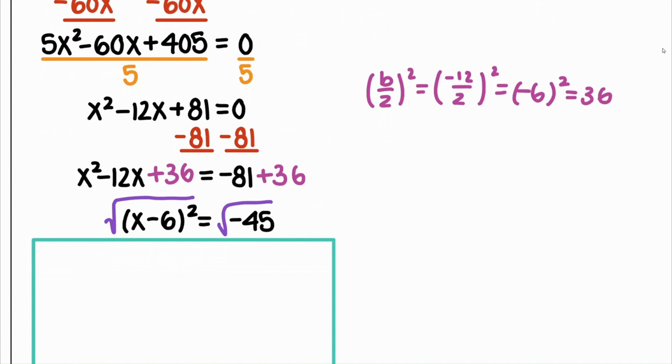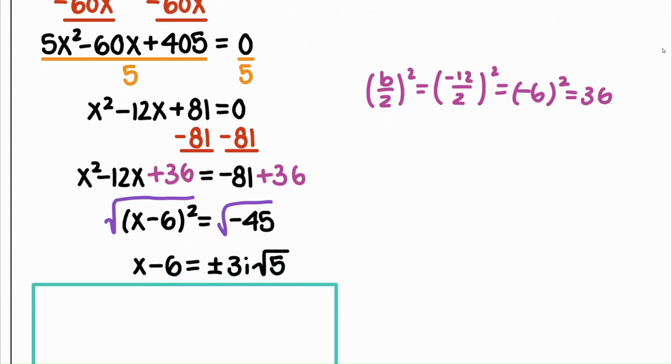And so from here, we want to find the largest perfect square that goes into 45. In this case, that's going to be 9. So that's going to give us x minus 6 equals plus minus 3i radical 5.